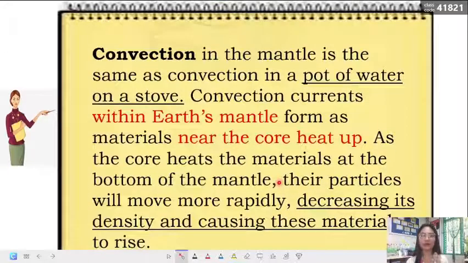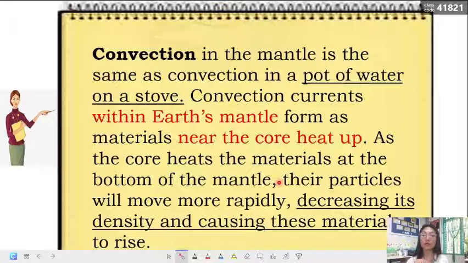So convection in the mantle is the same as the convection in a pot of water on a stove. If you could still imagine the picture or the illustration that I have shown in the previous slides. Okay, but don't worry, I will show it in the next slides. Convection currents within Earth's mantle form as materials near the core heat up.